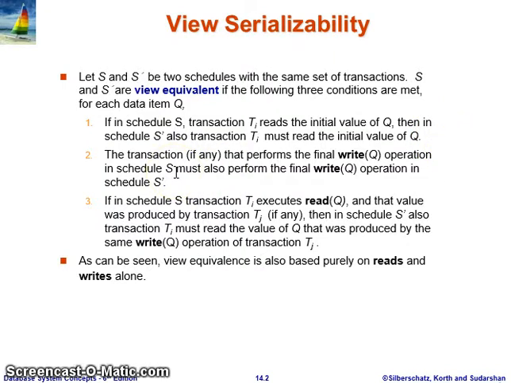The second condition says that the transaction that performs the final write on data item Q in schedule S must also perform the final write operation on data item Q in schedule S dash as well. Means the final write by the transaction should be the same for both the schedules S and S dash.